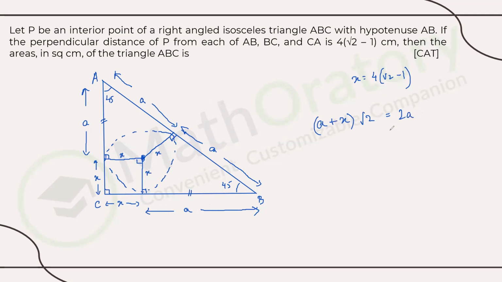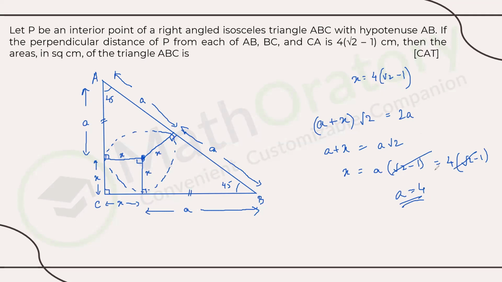Correct. So just solve this. So you have A plus X, cancel the √2, you are left with one of the √2s here. So you get X is equal to A into √2 minus 1. This A goes this side, take the A common. But what is X? Remember, this is X, right? So you have 4 into √2 minus 1 as X. So this cancels off and you get A is equal to 4.